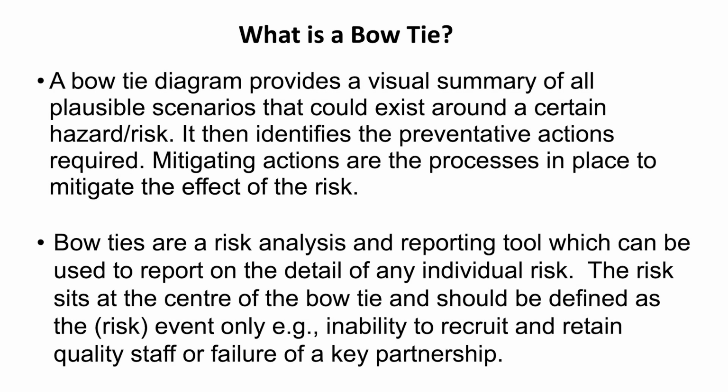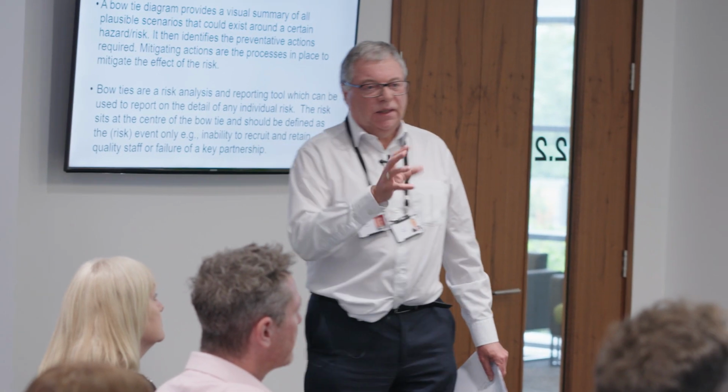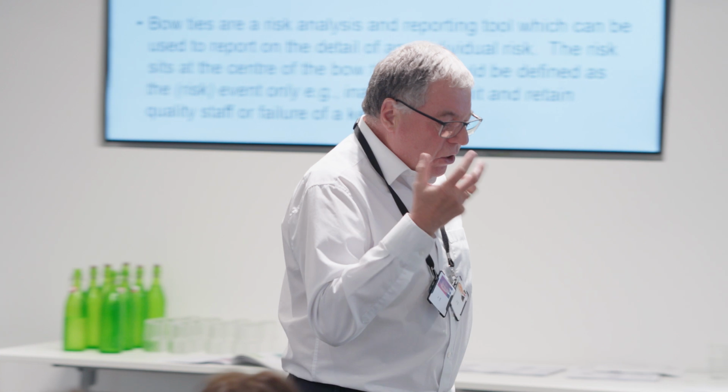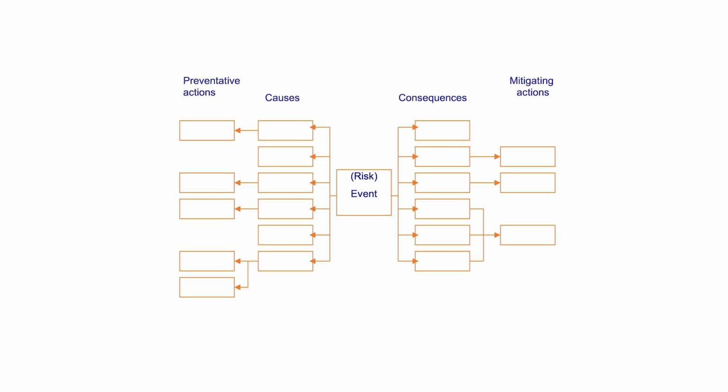The bow tie provides a visual summary of all the plausible scenarios that could exist around a certain hazard or risk. It identifies the preventative actions required, and the mitigating actions, which are the processes in place to mitigate the effect of the risk. Bow ties are a risk analysis and reporting tool, and that's the point I really want to stress: you can use bow ties to report risk information to your boards and members. I'm particularly thinking of strategic, corporate or principal risks, however you may call them. That's what it looks like in a simplified form.